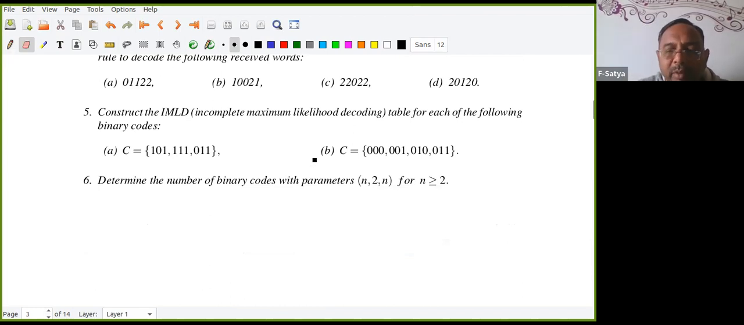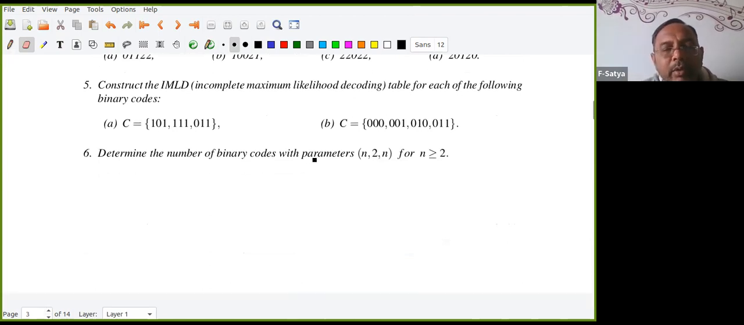Okay. I'm giving one more problem. Now one small question. Determine the number of binary codes with parameters. What is the meaning of this? What is this n? It is the code word length. 2 is the size, d is the distance. So for n greater than or equal to 2. For n equal to 3, can you suggest?